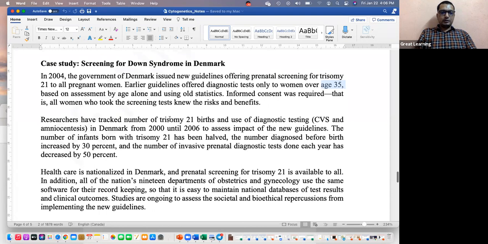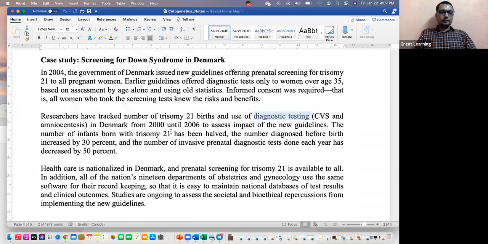What they have done, research tracked. So what was the progress when they came up with this type of screening in Denmark using cytogenetic testing? They could track the number of trisomy 21 births and use diagnostic testing, either using CVS or amniocentesis here. The impact of the guidelines shows that infants born with trisomy 21 has been halved, meaning only 50% of them are now suffering from Down syndrome. Why? They probably would have gone for the decision not to have the baby, having identified the problem earlier.